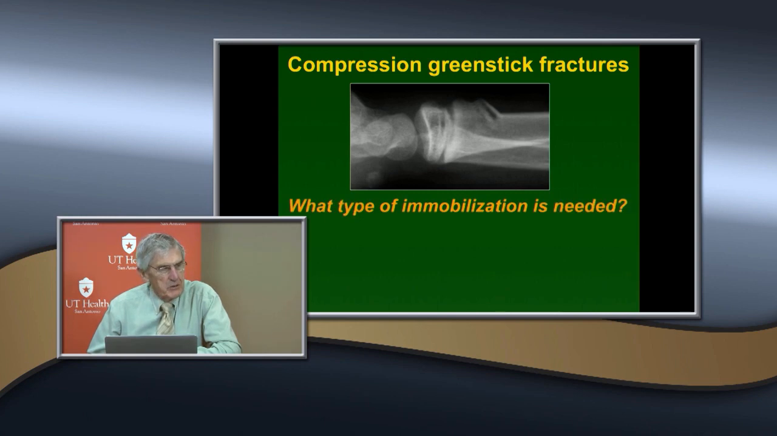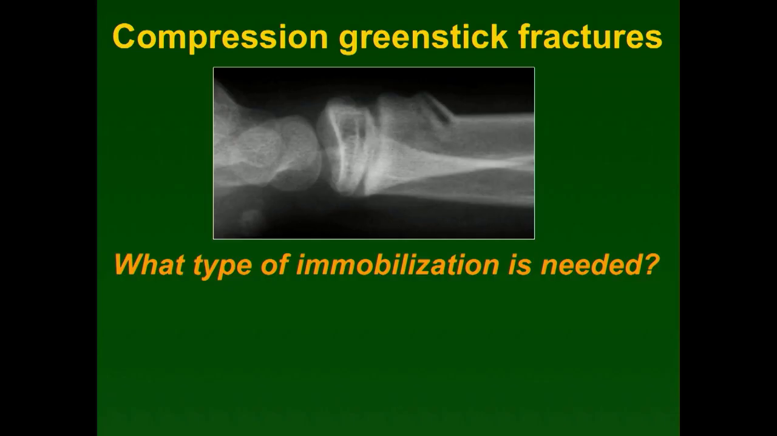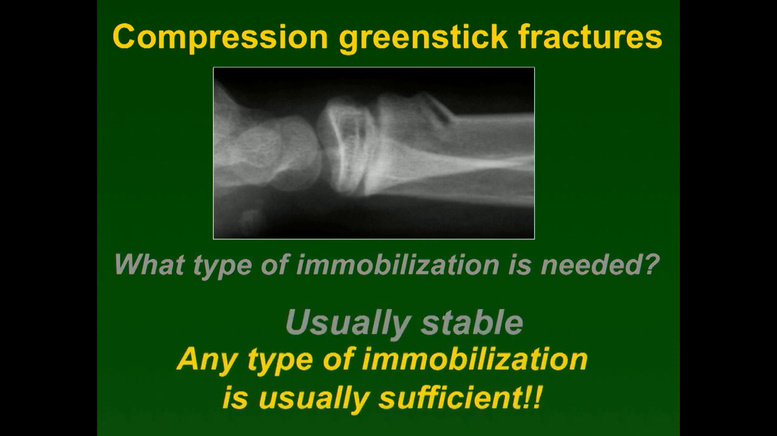What about the compression greenstick? This is actually just a little bit past the stage of a torus fracture. And what kind of immobilization do you need? Well, they're pretty stable, and so just about anything you put on them is sufficient. You might even be able to get by with just a Velcro splint or certainly a simple cast, and they usually don't have much in the way of late displacement. What about this one, though?